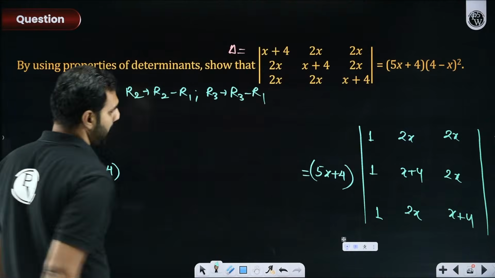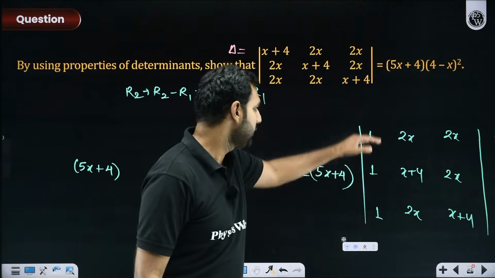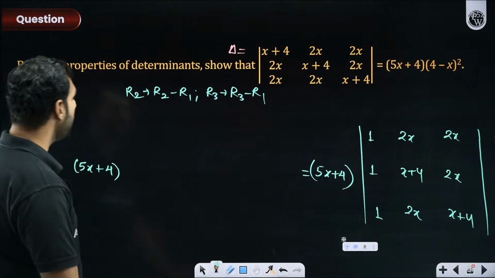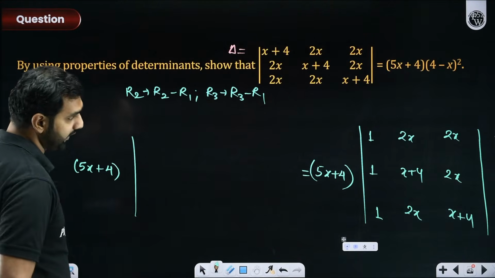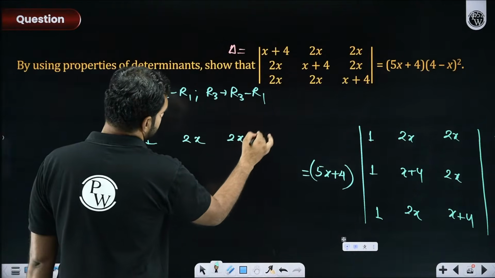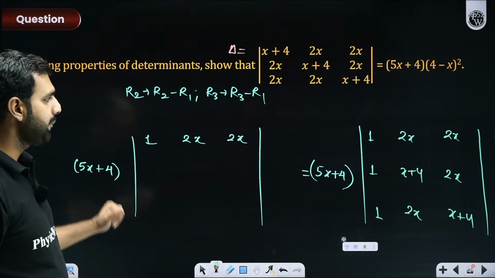Are you okay with that? Because this 1 minus 1 and this 1 minus 1 will give me a 0 here. That's why I'm doing it. So row 1 remains intact. You don't do anything with row 1. So row 1 remains 1, 2x, 2x. Yes or no, everyone? Then what happens with row 2?